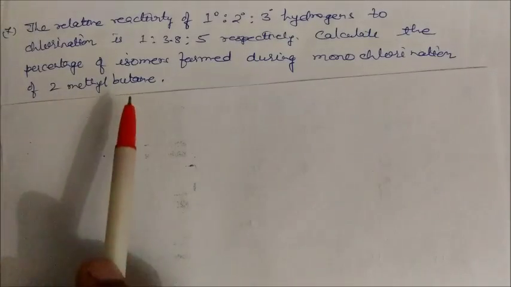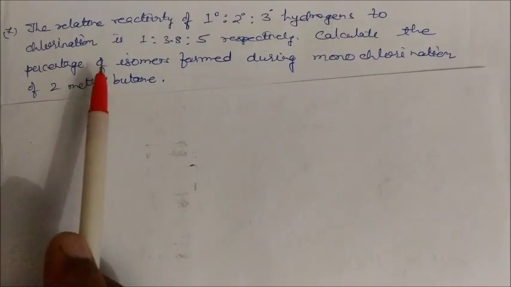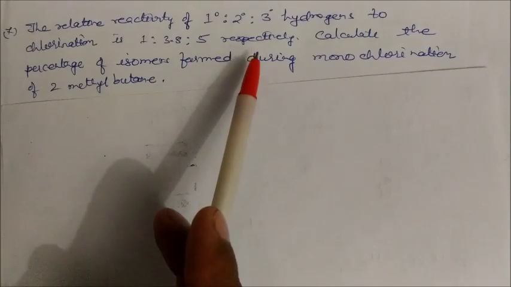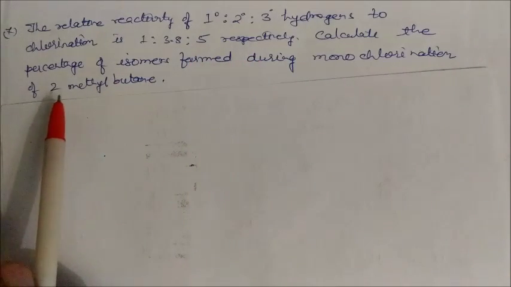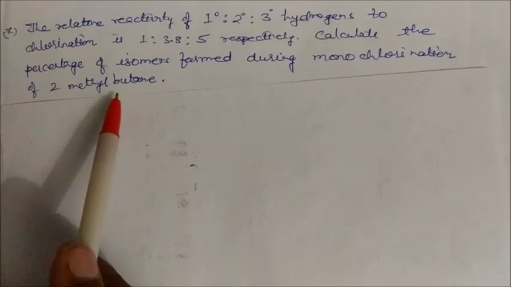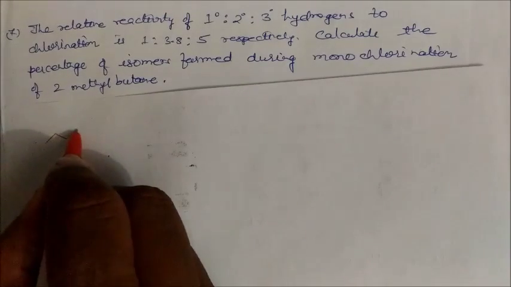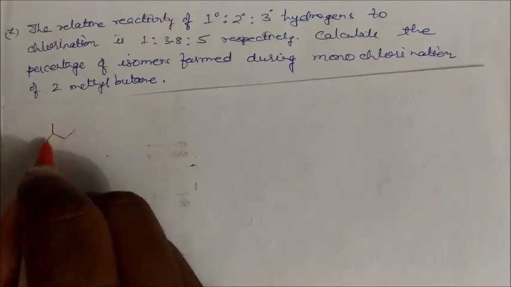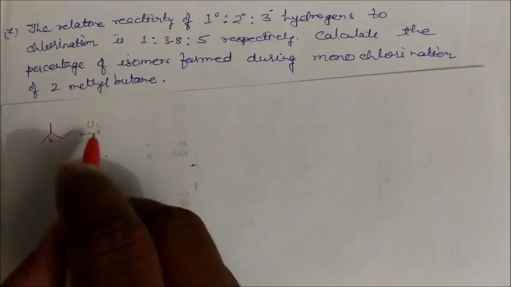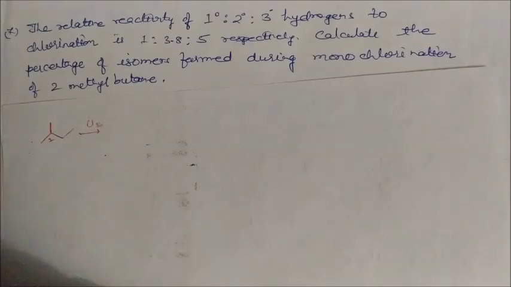The relative reactivity of primary, secondary and tertiary hydrogens to chlorination is 1:3.8 and 1:5 respectively. Calculate the percentage of isomers formed during monochlorination of 2-methyl butane. So we have 2-methyl butane, this is the 2-methyl butane, with a methyl on the second carbon. And if you give chlorine, it will form different types of products. So let us see which products are there.